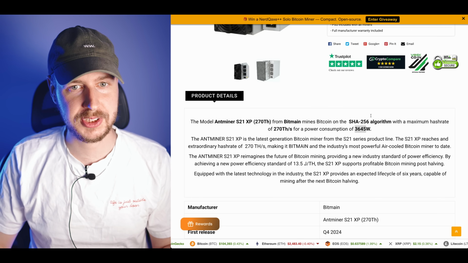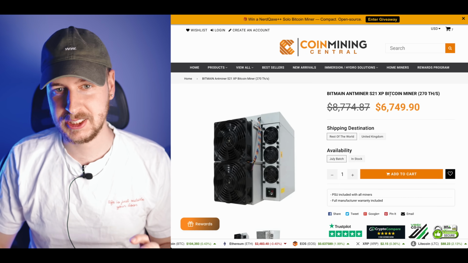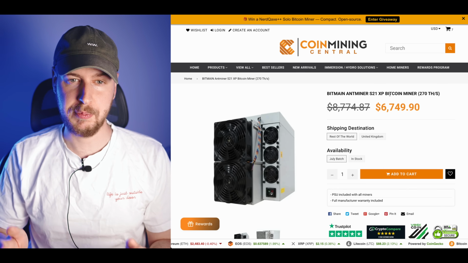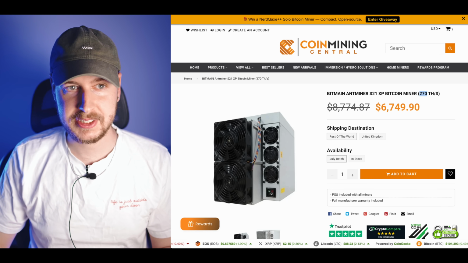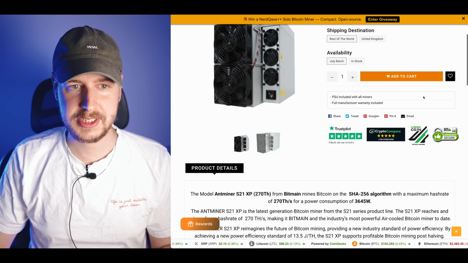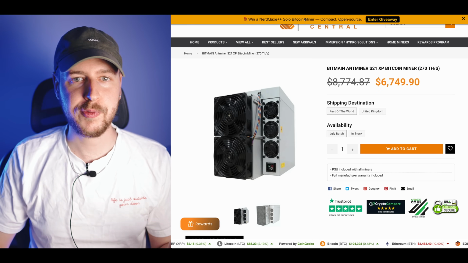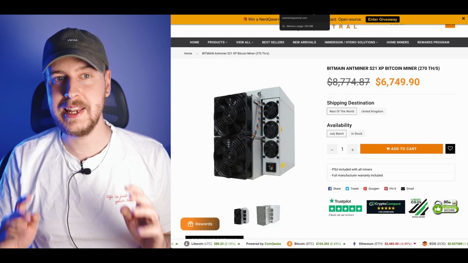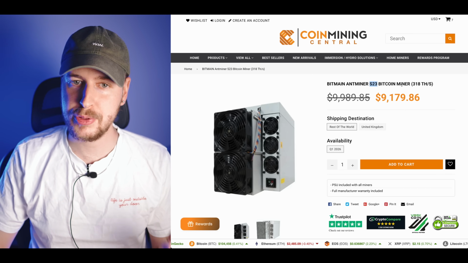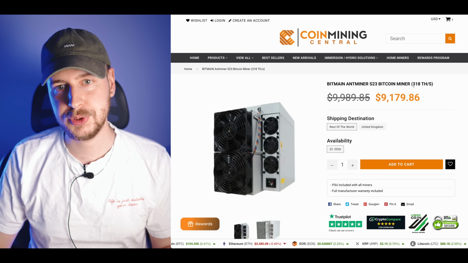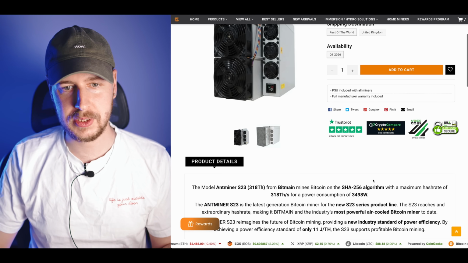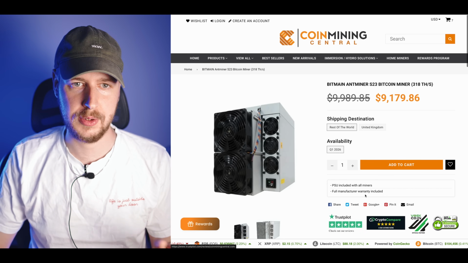The second one is of course the S21XP by Bitmain, which is their current, as of right now, most efficient Bitcoin miner at 270 terahash. The Sealminer here was around 230. This is 270 for roughly the same amount of power. But then of course, we're also going to cover the latest Bitmain miner, their new generation of Bitcoin miner, the S23 generation, which this first air-cooled unit here comes in at a whopping 318 terahash per second. And this is all again around that 3,500 watts mark.